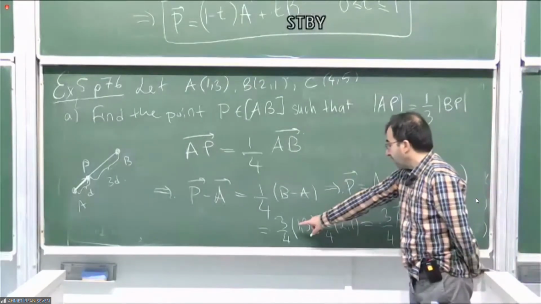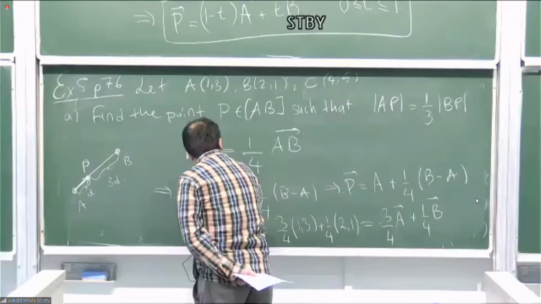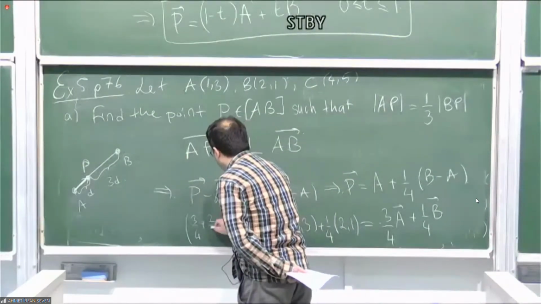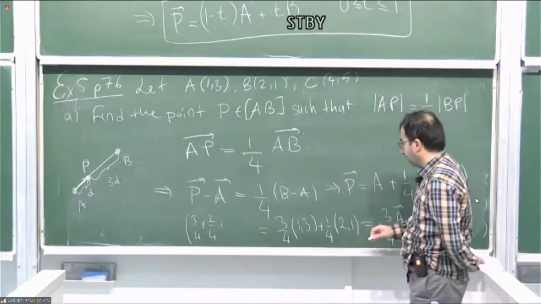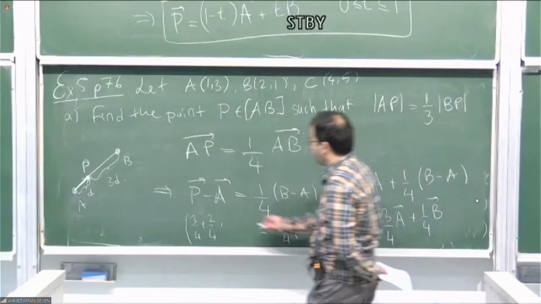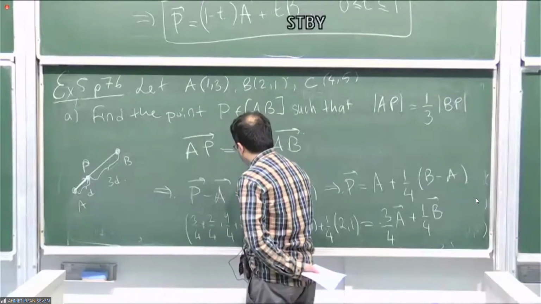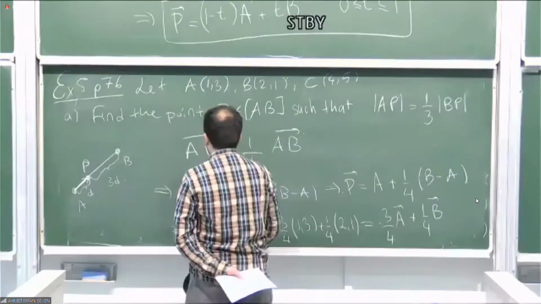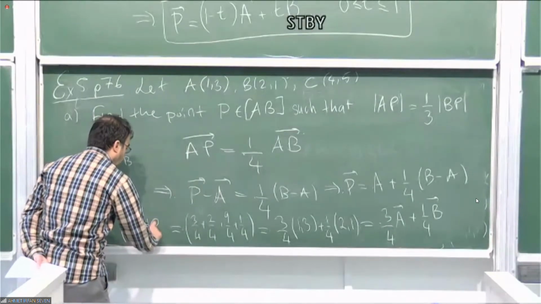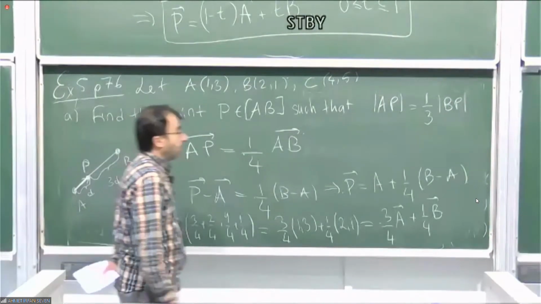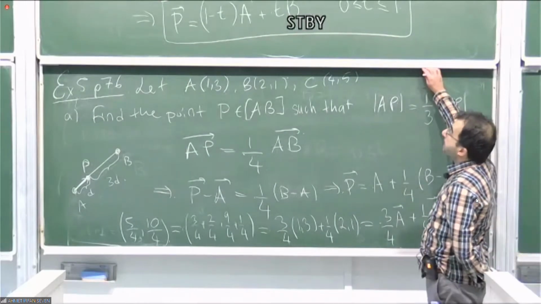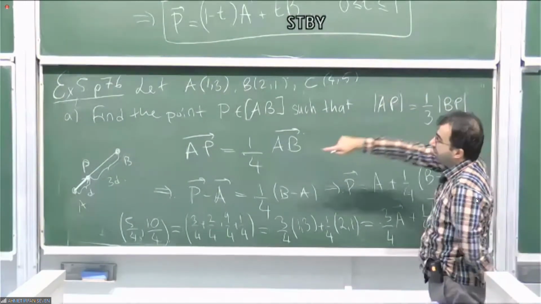So we distribute: 3 over 4 plus 2 over 4. If I do this multiplication and addition, then we will have 9 over 4 plus 1 over 4. This will be equal to 5 over 4, 10 over 4. Okay. This is how we answer such questions, using vector notation.